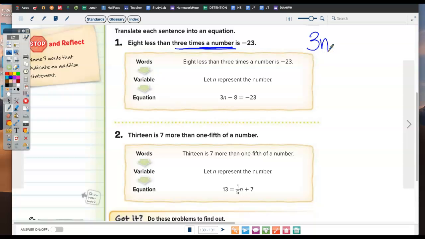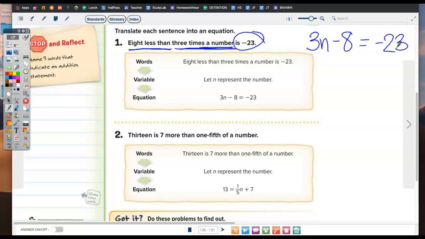How do I write 8 less than that? 3n minus 8. And then the other part is negative 23. What does "is" mean? Equals. If something is, it equals that. So equals negative 23. Questions on how we set it up?